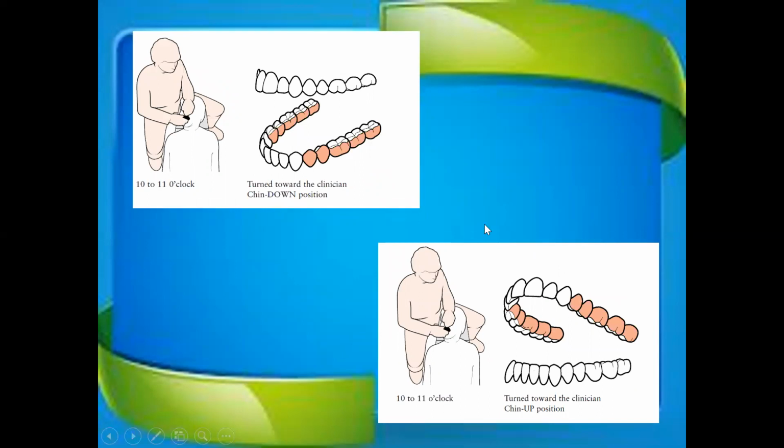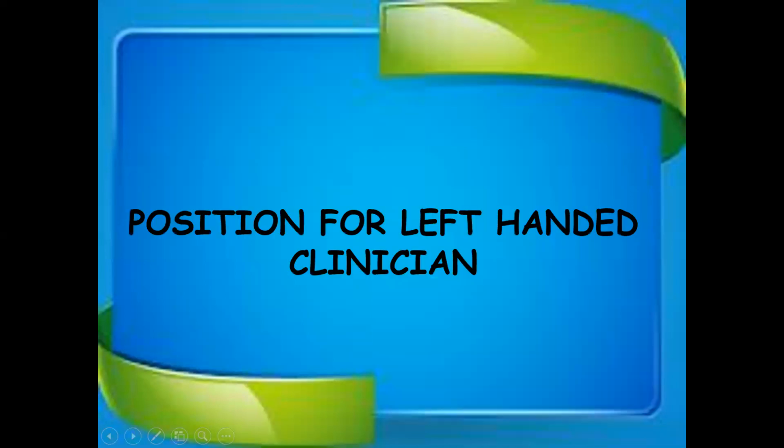At 10 o'clock position, you can turn the patient's mouth towards yourself and chin down position. And in this position, you can assess the buccal surface and palatal surface. And on maxillary, you can assess the palatal region of the same side of the arch and buccal surface of the other side of the arch, like this. These shaded areas represent the area that can be assessed in this position.